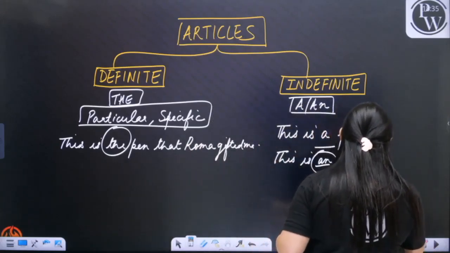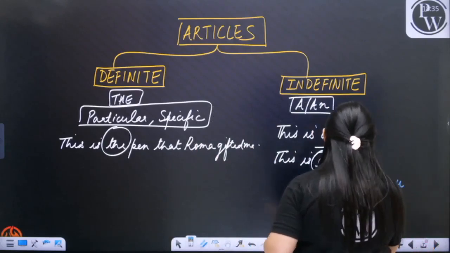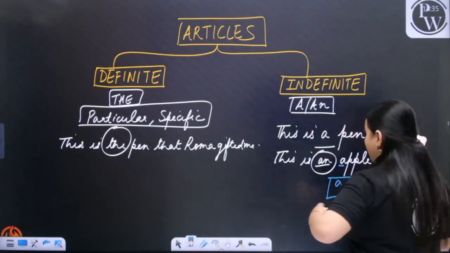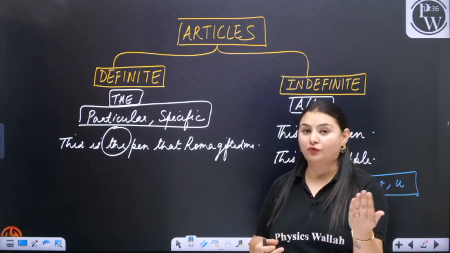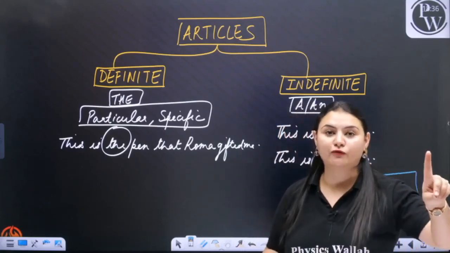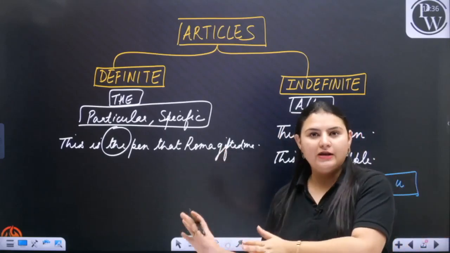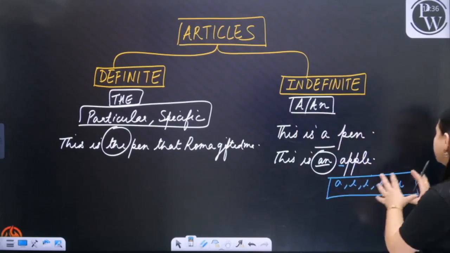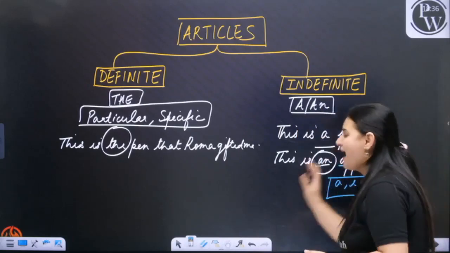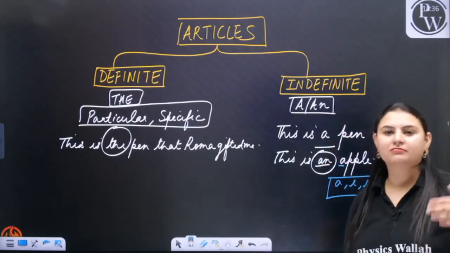Please focus on the phonetics. A, E, I, O, U. When we are talking about the sound of A, E, I, O, U, we have to be very specific. The sound of the vowel, not the vowel itself. We are talking about the sound of the vowel, that is A, E, I, O, U. We put an. Before apple, we put an.